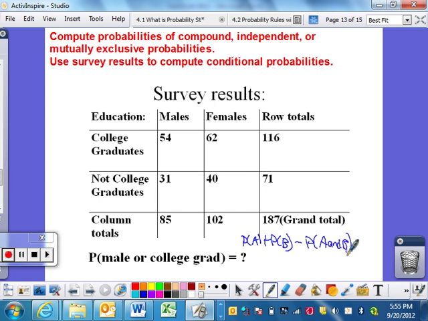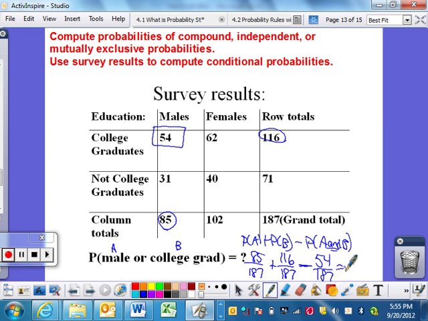Okay, so how many are male? Well, how many males are there? There are 85 males, 85 out of the 187. Plus, what's the probability of a college graduate? Because this is event A, here's event B. College graduates, we have 116 out of the 187. But we must subtract what I call the overlap. What individuals have been in both groups thus far? And that's what we talk about with the A and B. A and B in this problem is 54 of them are both a male and a college graduate. So we're going to subtract that number.